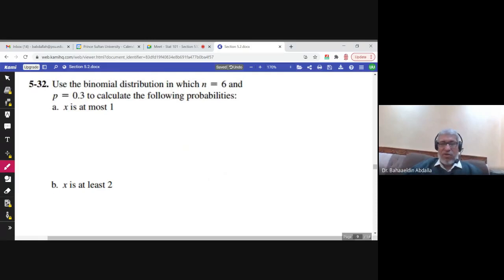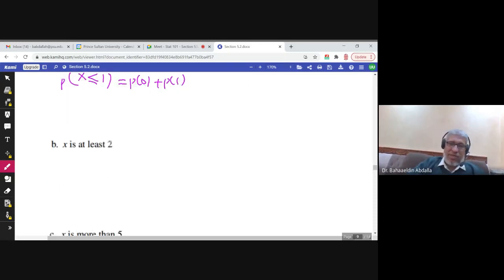Finally, I believe question 5.32: use the binomial distribution in which n = 6, p = 0.3 to calculate the following probabilities. At most 1 means it doesn't exceed 1. So it has to be less than or equal to 1. So find the probability of x ≤ 1. This is the probability of 0 plus the probability of 1. You can find it easily.